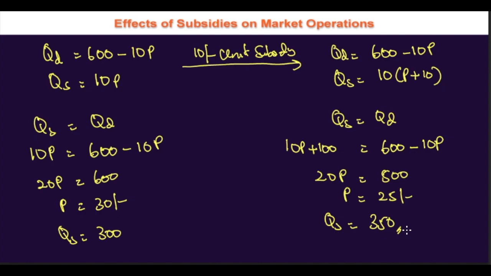Now let's try to plot a graph for this example, and let's see what the real effects of subsidies are. What happens to the consumer surplus, producer surplus, the overall well-being, and also is there any dead weight loss?